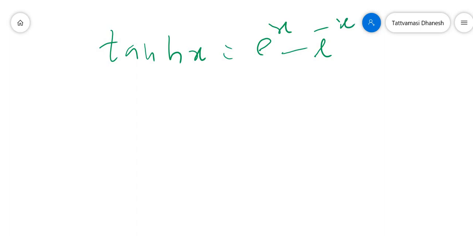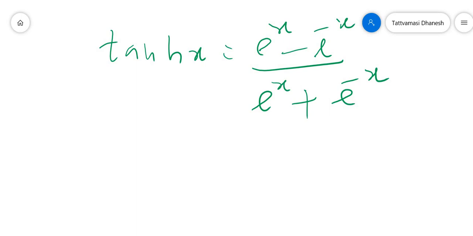So tanh x is equal to, when you divide those fractions, e raised to x minus e raised to minus x, the whole divided by e raised to x plus e raised to minus x. This is known as tanh x.